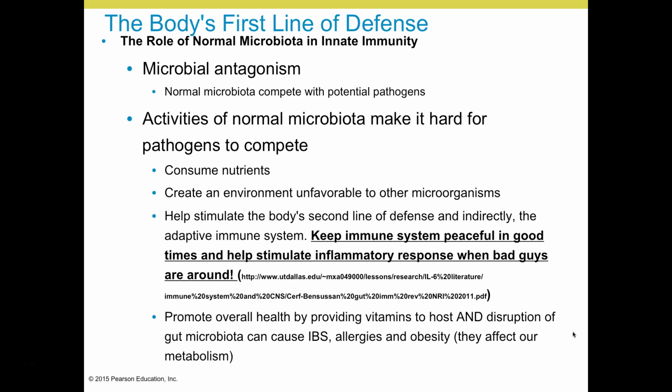What is the role of normal microbiota in the innate immunity? Okay, when we talk about normal microbiota, those are the microorganisms, bacteria, that live in our organs, and they help us not only with the digestive component, but also to fight against bacteria. How so? Well, the invading bacteria have to compete with the normal microbiota that we have in our organs, and therefore it keeps the immune system peaceful in good times and helps stimulate inflammatory response when bad guys are around.